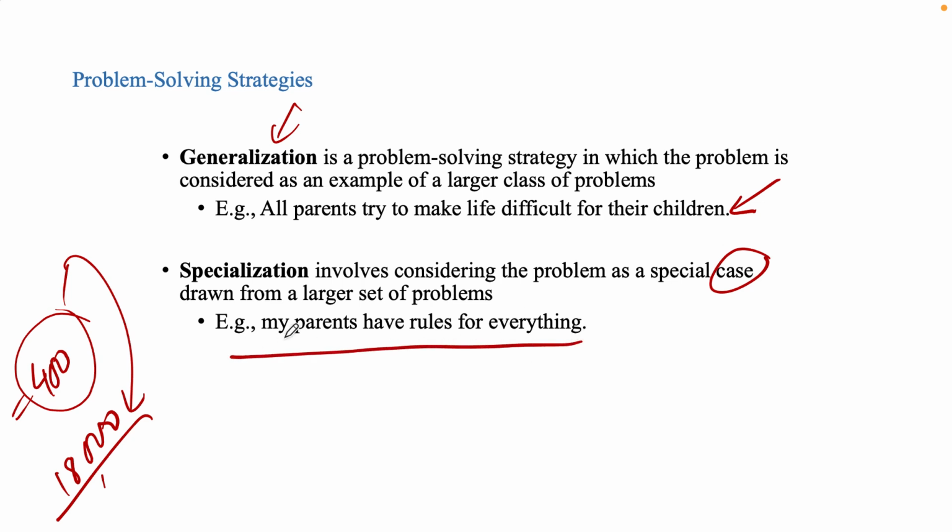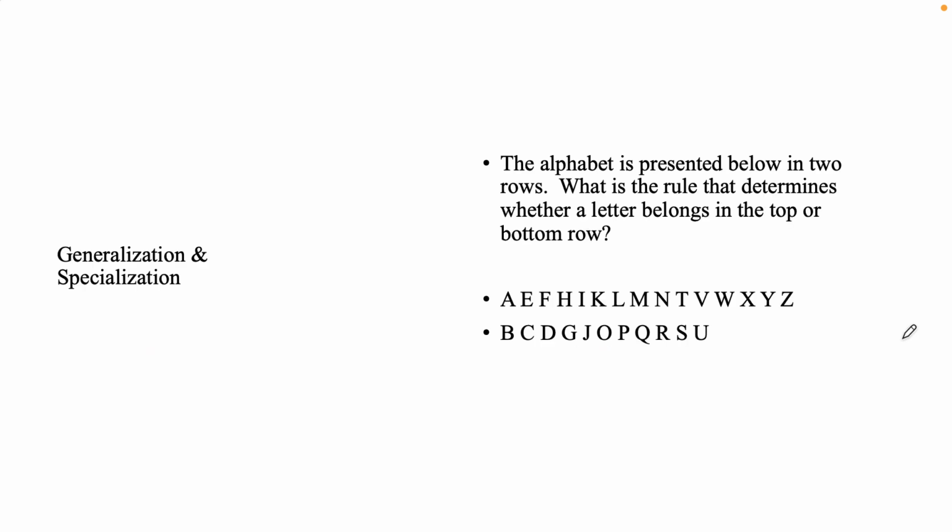My parents have rules for everything. That's an example, but from a research point of view, instead of doing a survey, if I did interviews, I would get a very specific solution for, for example, foster students, those who have gone through foster parenting, or parent students, those who are raising children, or single parent students. So all that would be specialization. You come up with a solution to a particular case in the larger group, right? Now this is another example for those.